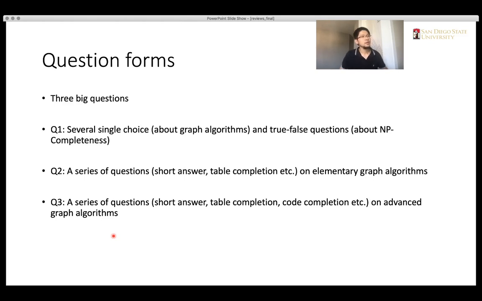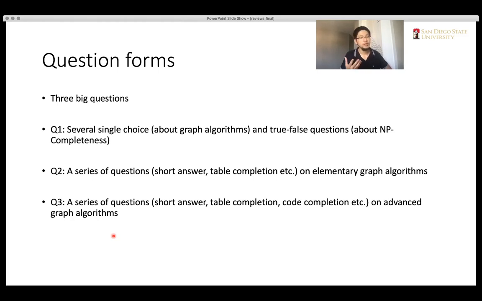Okay, so there are three big questions in total, and the first question is basically some knowledge tests based on single choice questions or true or false questions, yes or no questions. The majority will be about graph algorithms, and there are one or two knowledge questions about NP completeness, but it's not very deep, not about very deep theoretical stuff about that chapter. Okay, and the second big question is on elementary graph algorithms.